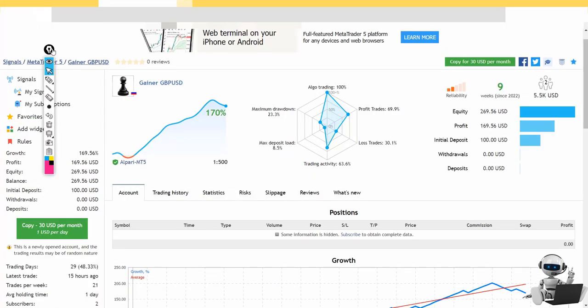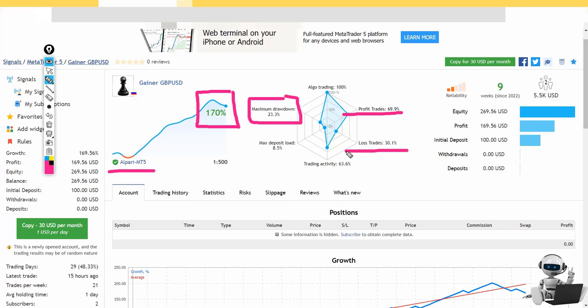So for the live result, the first thing you can see, we have 170% gain, very impressive. Live account drawdown is medium, according to the deposit. You can consider it as a low risk EA. The profit trade is high accuracy, losing trade is not bad, and the reliability is a little bit low.